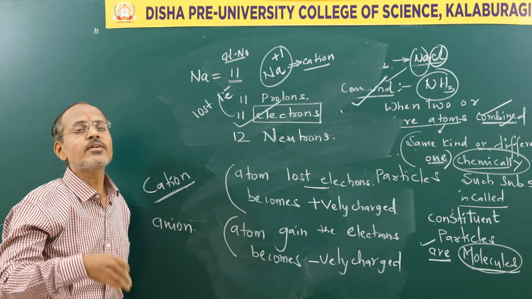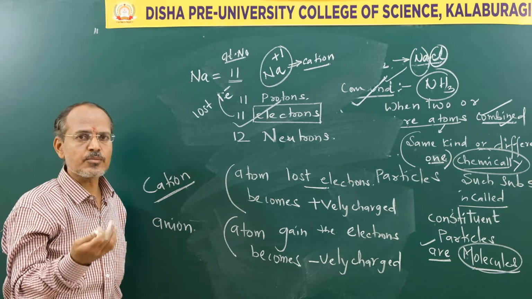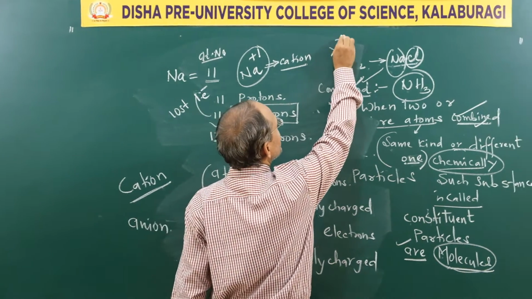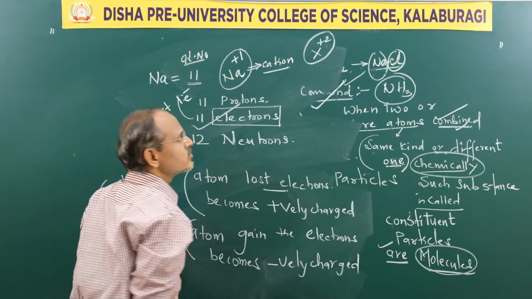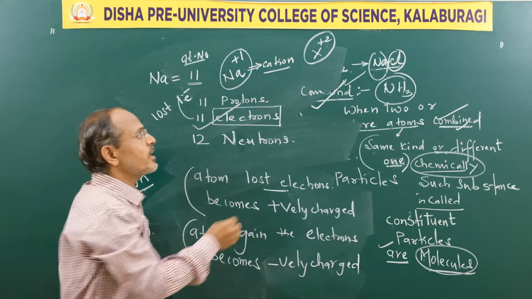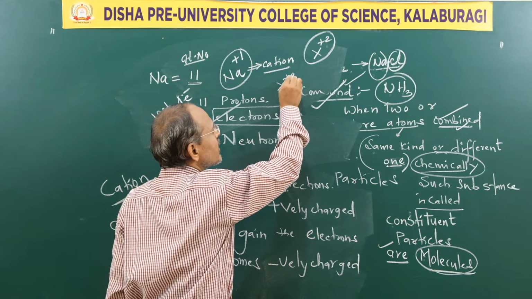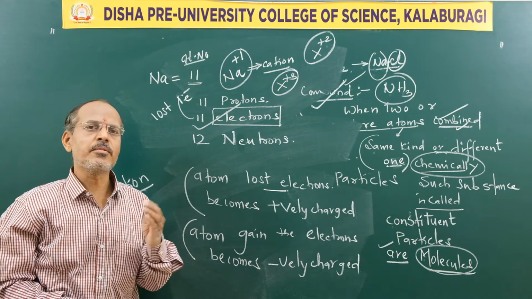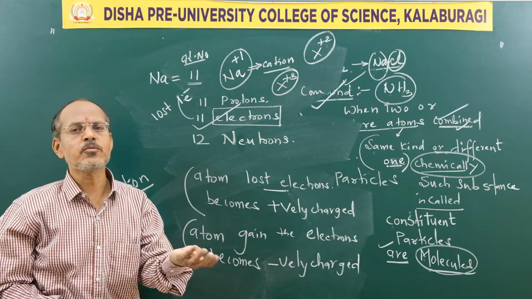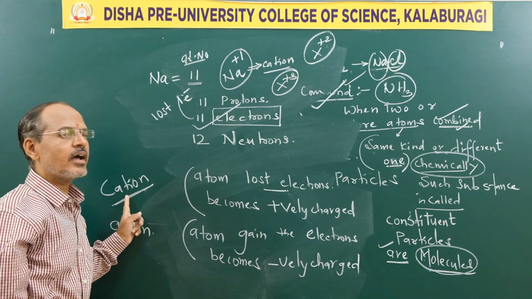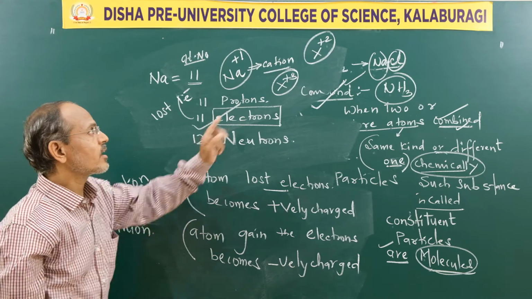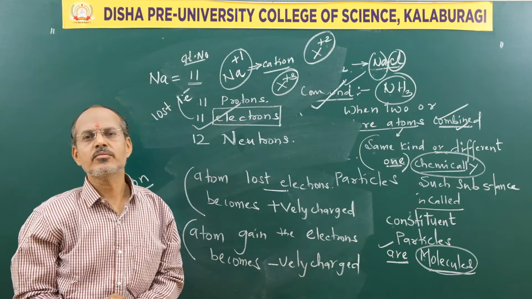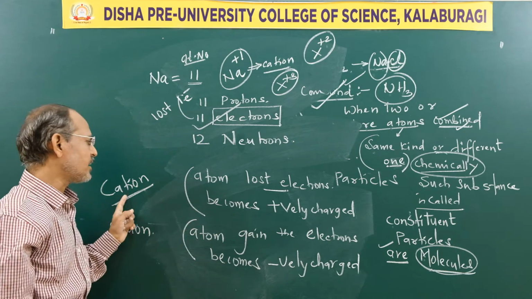It may be 2. If any element loses 2 electrons, I can say X plus 2. If it loses 3 electrons, I can write X plus 3, like that. Whenever it loses electrons, it may be 1, 2, 3 or more than 3, then we call it a cation, and we write a plus sign on the atom.